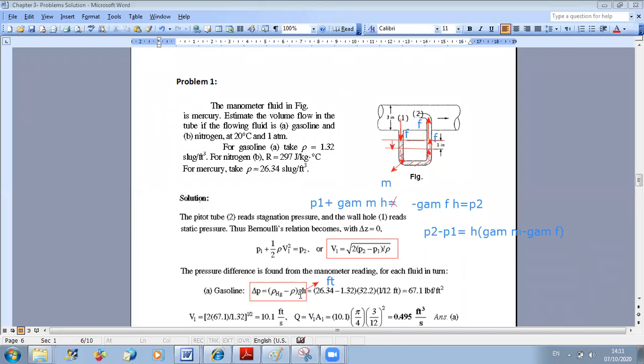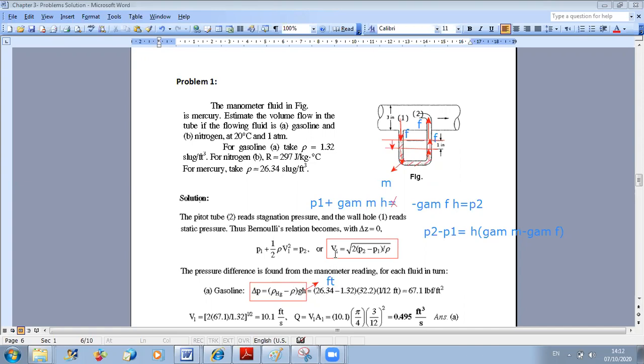And for G, you know that in English units, G is 32.2 feet per second square, so you replace just by 32.2. And for rho, the value is already in slug per feet cube, so you directly replace rho by their values, and you get delta P. And once you have delta P, you can calculate V1.